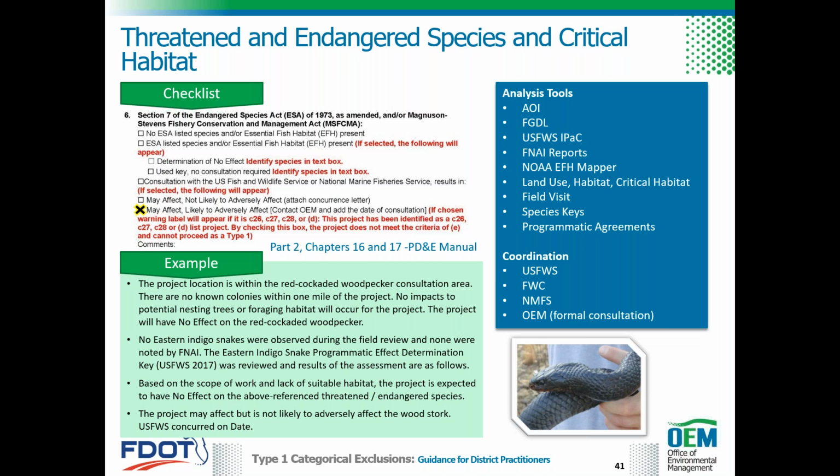Coordination with OEM is needed if the project results in a "may affect, likely to adversely affect" determination. And those C-list 26, 27, 28 projects or D-list projects cannot have a "may affect, likely to adversely affect" determination and remain a Type 1 CE. Guidance on documenting analysis and coordination on protected species and habitat impacts is provided in Part 2, Chapter 16 of the PD&E manual, and information on EFH is in Part 2, Chapter 17.